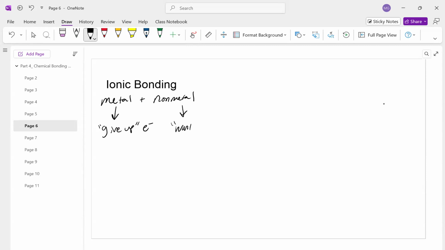Non-metals want electrons. And again, think back to why metals specifically want to give them up and nonmetals want them. And this results in an electron transfer from the metal to the nonmetal. So for example, let's think of potassium. Potassium is in the first column. It has one single electron. Here's its Lewis symbol. And let's think of chlorine. Chlorine is a halogen, has 7 valence electrons.